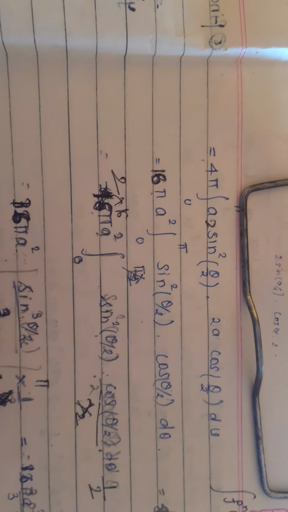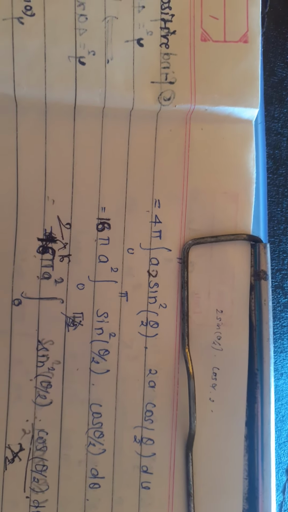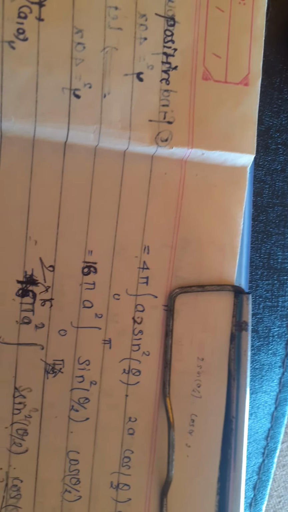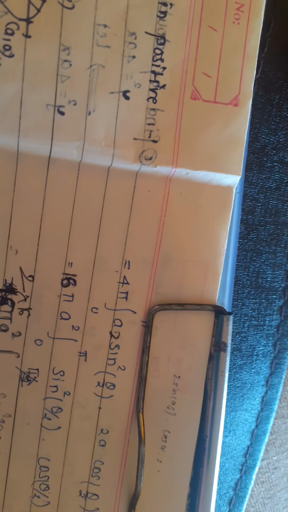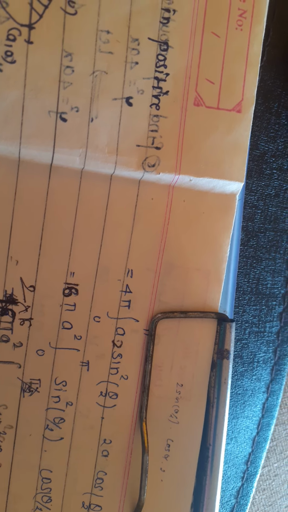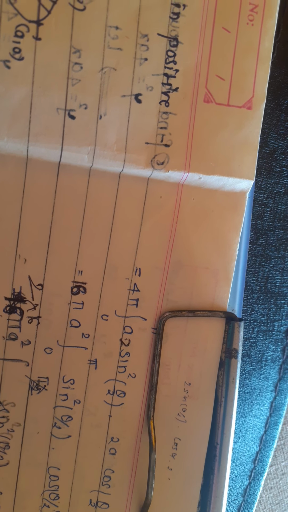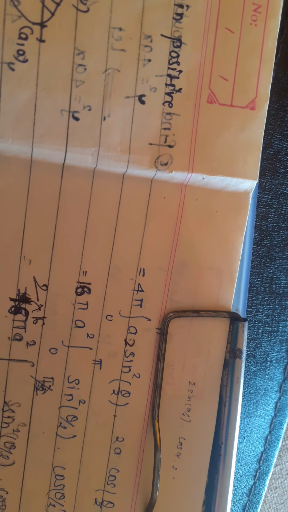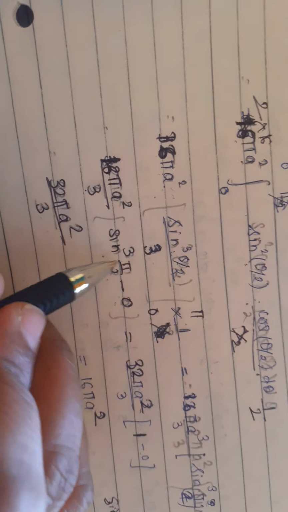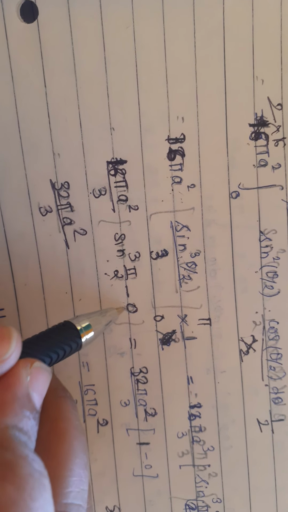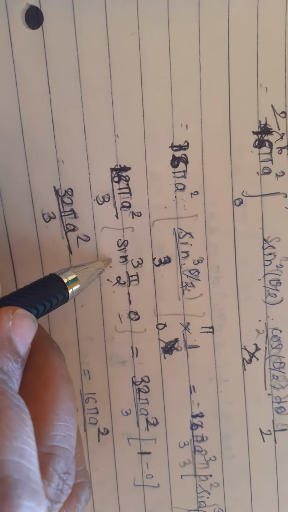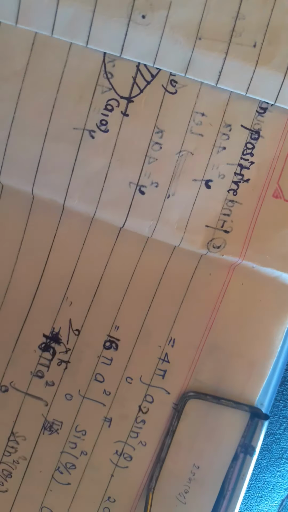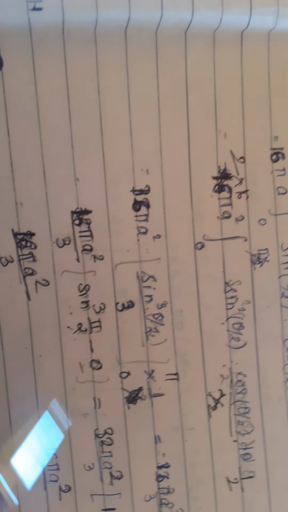Then after applying the limits, we take the function at the upper limit minus the function at the lower limit. As the upper limit is pi/2, sin(pi/2) is 1, and for the lower limit it is 0, so we cannot consider it. Then 1 times this 16 pi, therefore this will be equal to 16 pi a squared by 3.